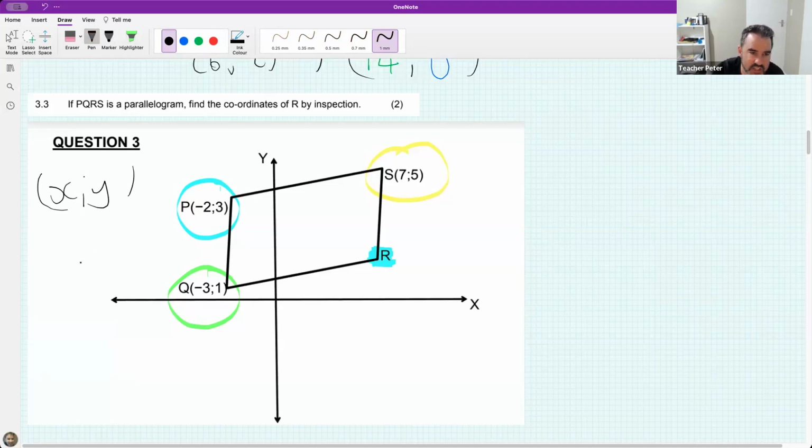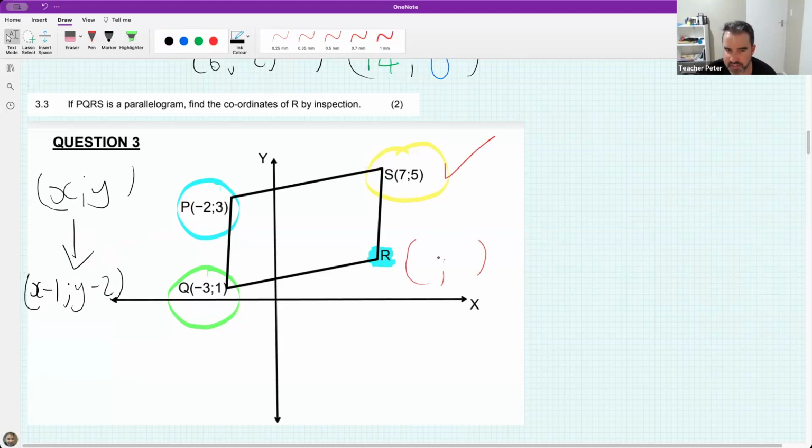To get down here, what happens to X? X has to subtract 1. And to go from 3, I have to subtract 2, because I go from 3 to 1. So this is the route I take. But instead of starting at P, you're now going to start at S. What are we going to get for the mystery value?